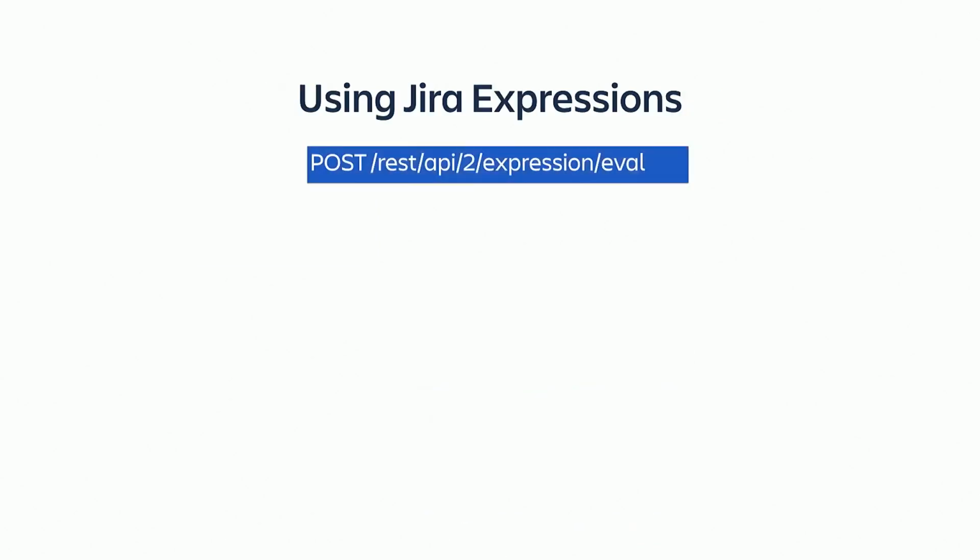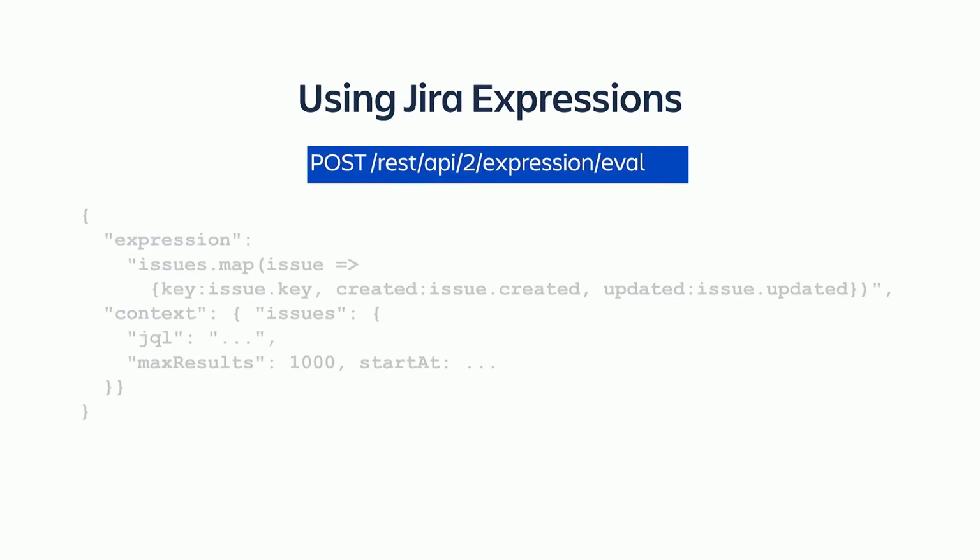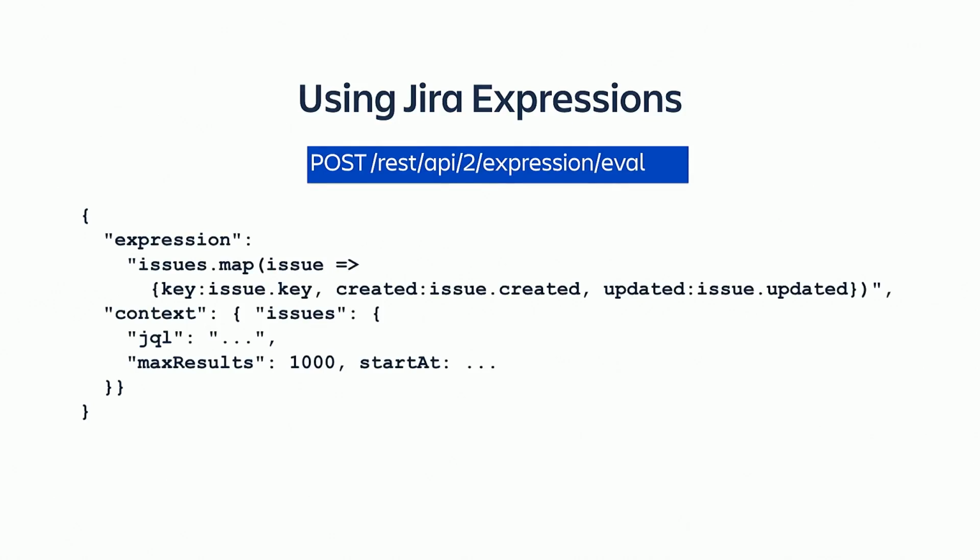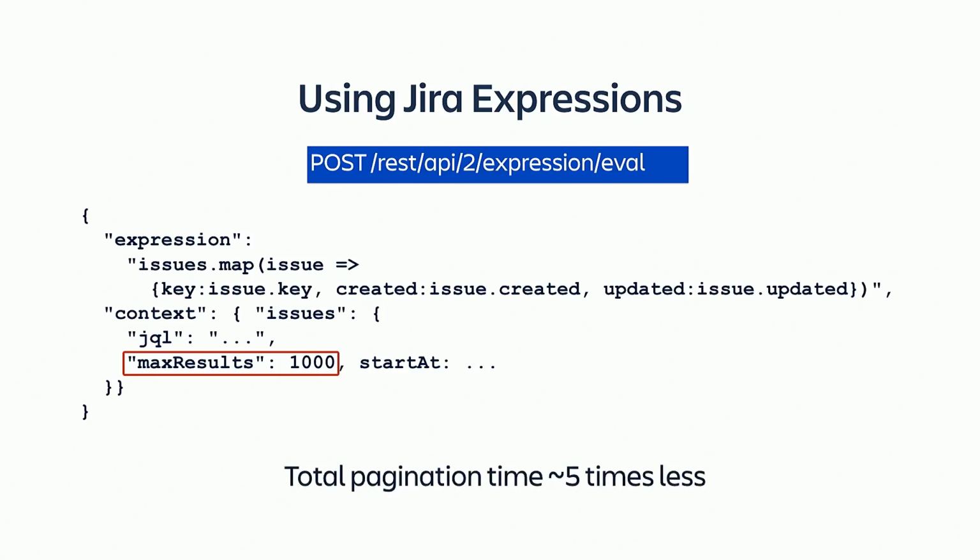There's the alternative to use Jira expressions. There's the API where you can post to the expressions API, and you can specify the same JQL, what to return, and you can provide a JavaScript-like expression which will, for example, in this case, return just the issue key and the issue created and updated fields. But the main difference is that here you can specify a much larger max results parameter. You can, at least currently, do the pagination by 1,000 issues. And we experimented with that, and we could reduce about 5 times the total time to paginate through a large number of issues.